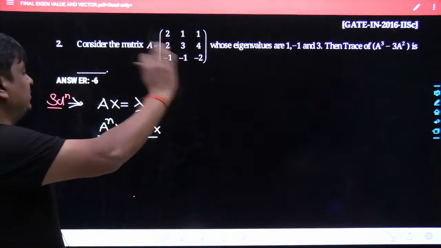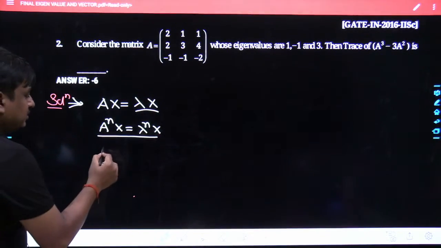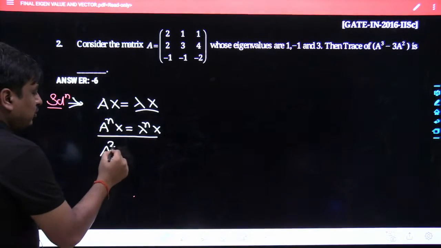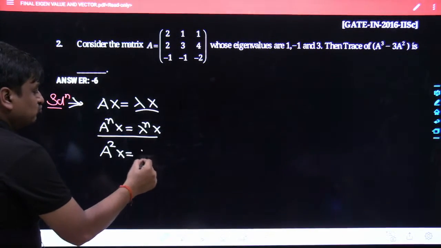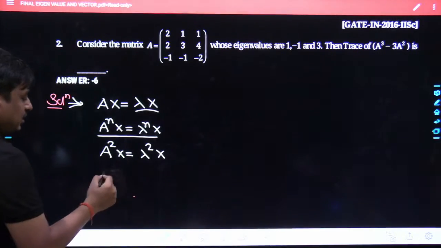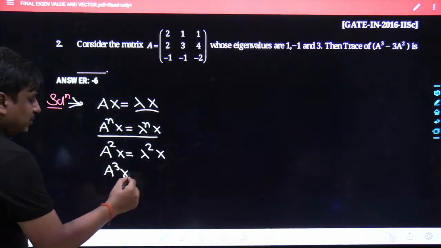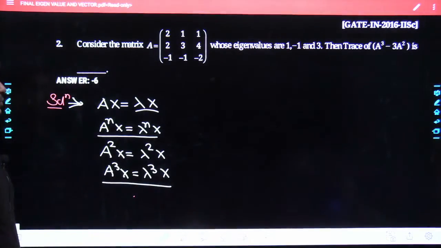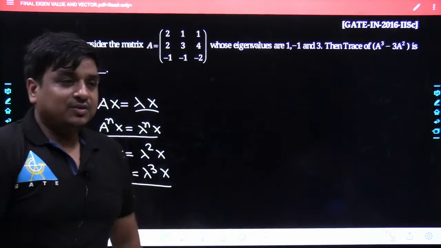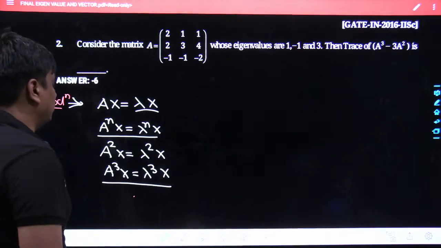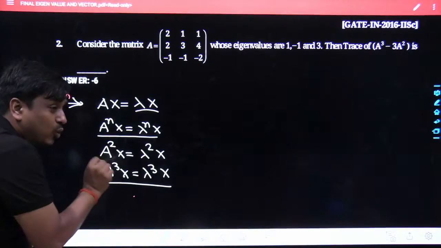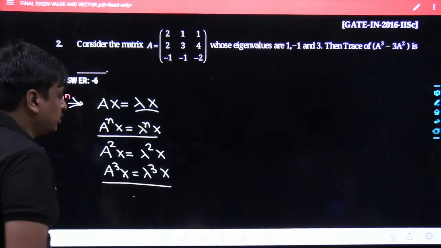So here we can see one more thing. That means what are the terms we are having there? A square x would become lambda square x, and similarly A cube x would become lambda cube x. Yes or no? Obviously yes, sir. So each and everyone should focus on the next process which we are going to carry out.